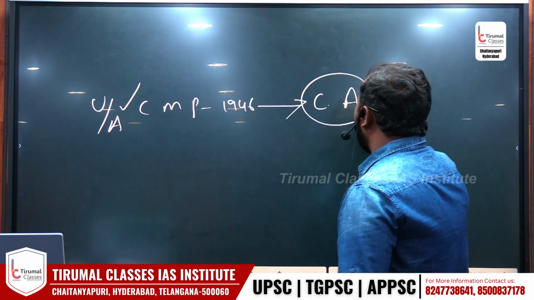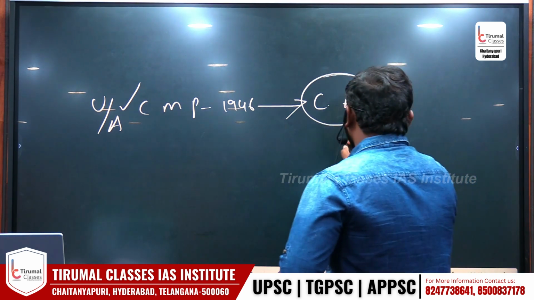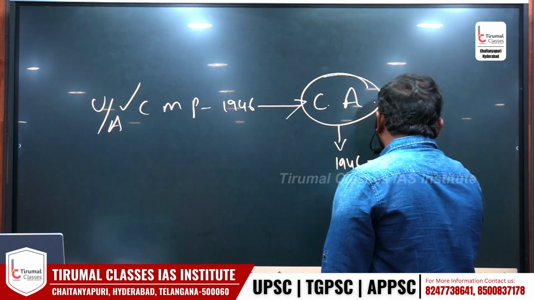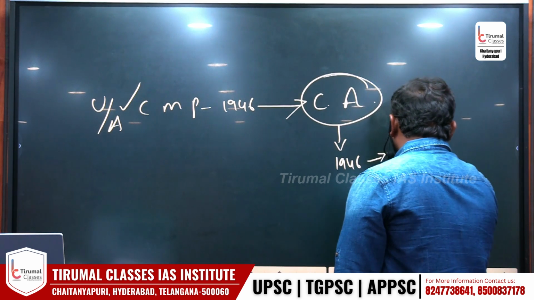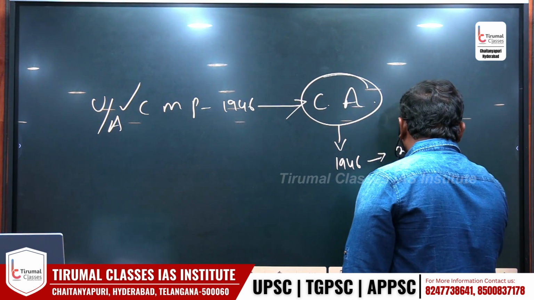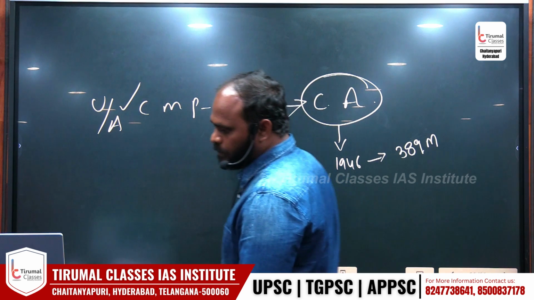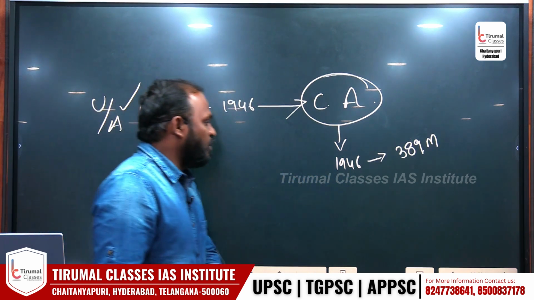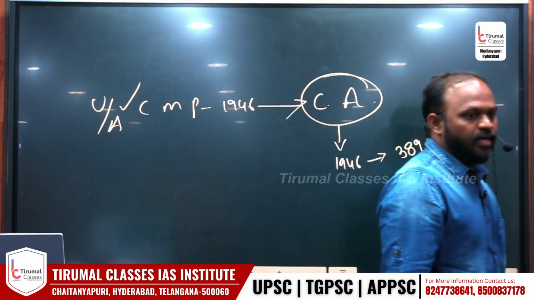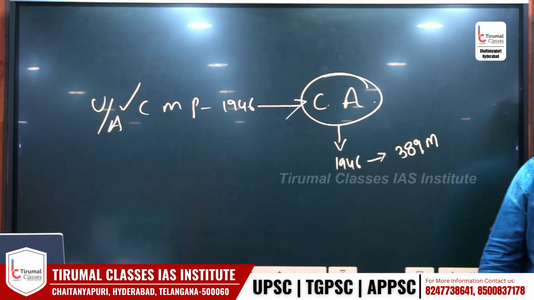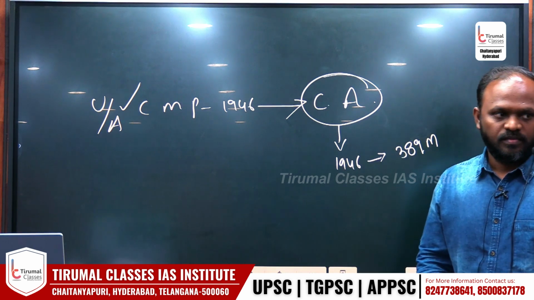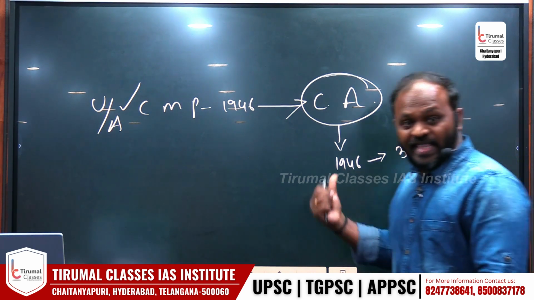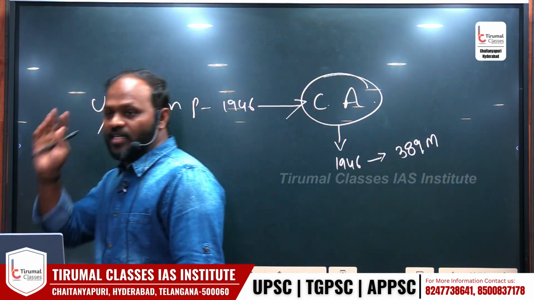So now the Constituent Assembly was created in the year 1946. In total it consisted of 389 members. Constituent Assembly was created in 1946 with a total of 389 members, which is the lengthiest constituent assembly in the world.